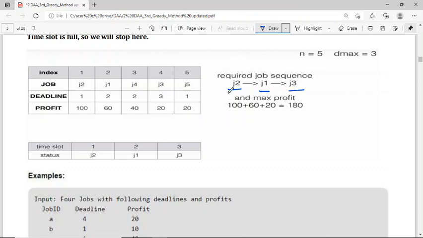So what is the profit you earn? Profit is 100 plus 60 plus 20 is 180. This is your maximum profit. Okay, this is your maximum profit. What is the time slot? Time slot is J2, J1, J3. This is your final answer.